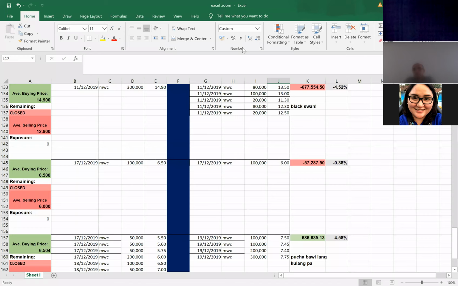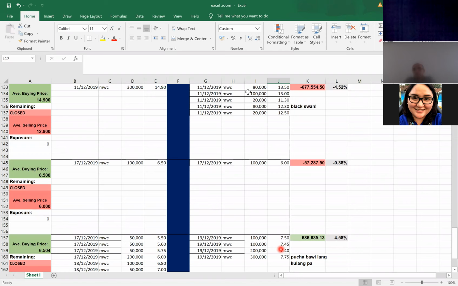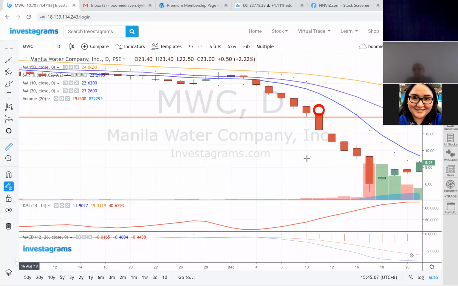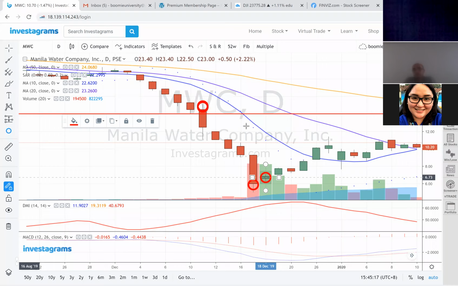And then you can see me re-enter it again when the bounce play parameters set up. I re-entered it again and then sold it on the rally the next day. Pero nabawi ko lang yung talo ko. Taas, so I sold it at around 7.50. Looking back at the chart, I bought it here and I bought ito. Bumili ako dito, saka dito, sold it at 7.50 around here next day.